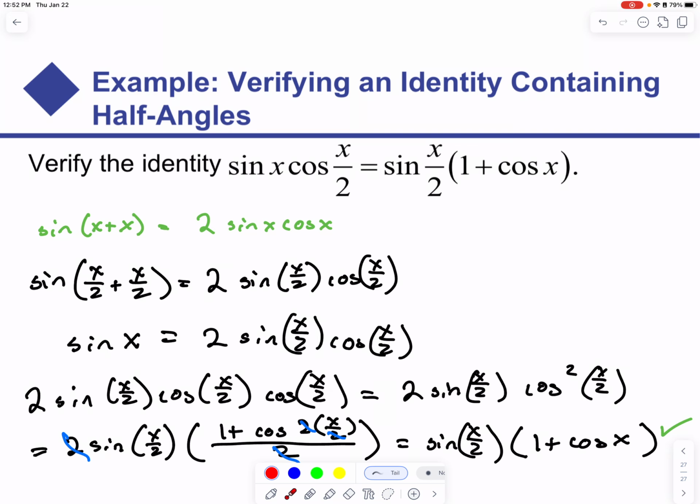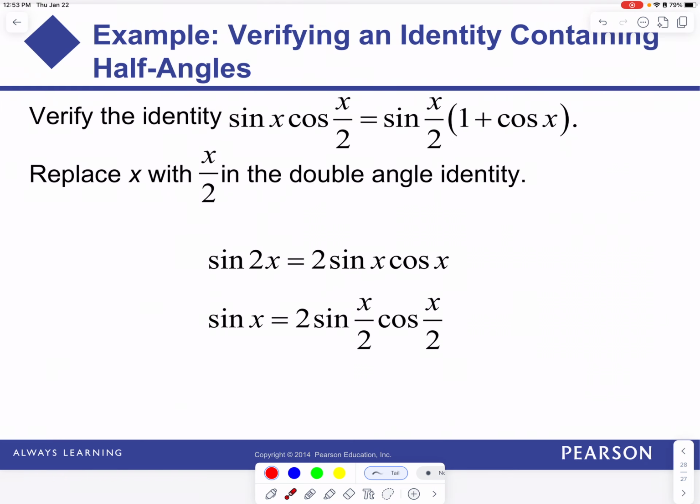But our x is x over 2 in this case. So I know it's a lot of x's over 2's at play, but that's what it was, right? So then these 2's canceled. This 2 was canceled by this 2. And we were left with sine of x over 2 times 1 plus cosine of x. That was fun. Let's compare this to the prepared notes.